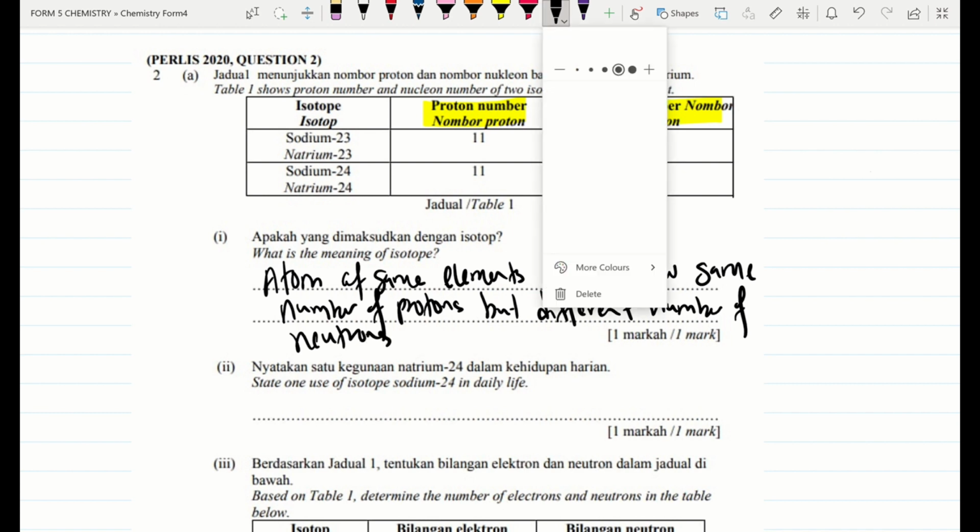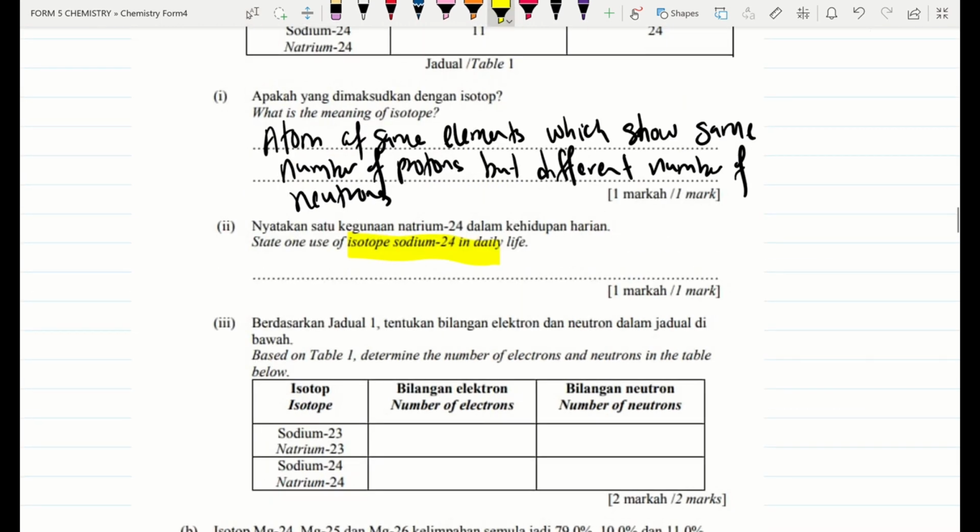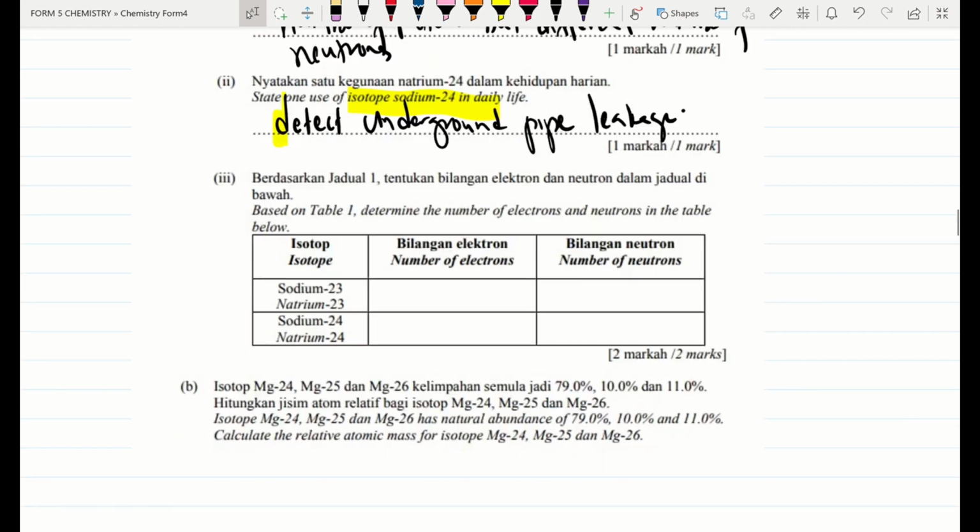Next, we check what are the uses of sodium 24. Isotope sodium 24 in daily life. Sodium 24 is used to detect underground pipe leakage. So next we move on to the next question.